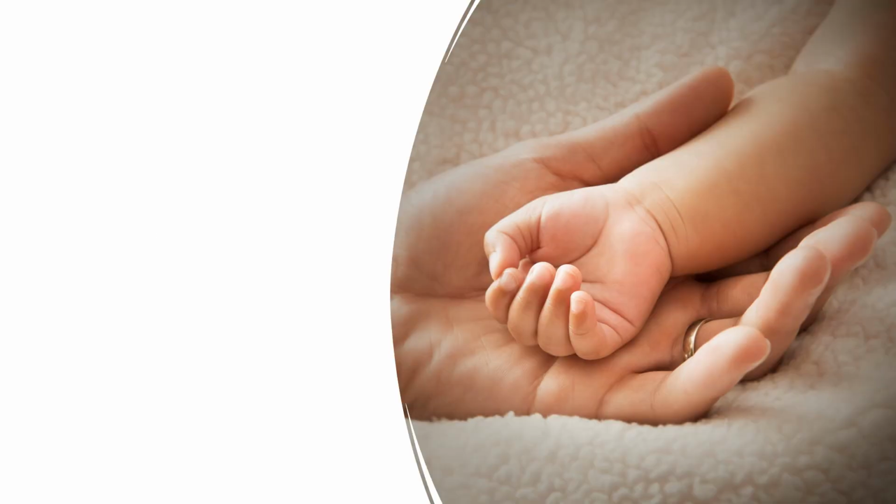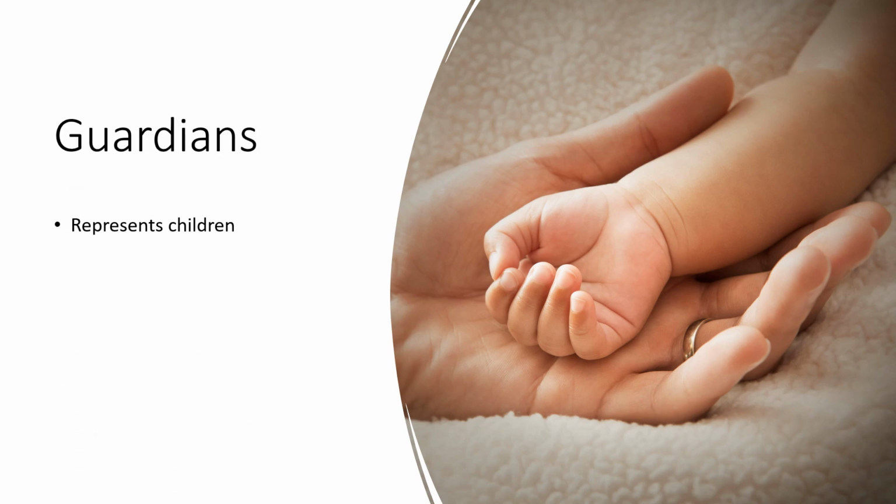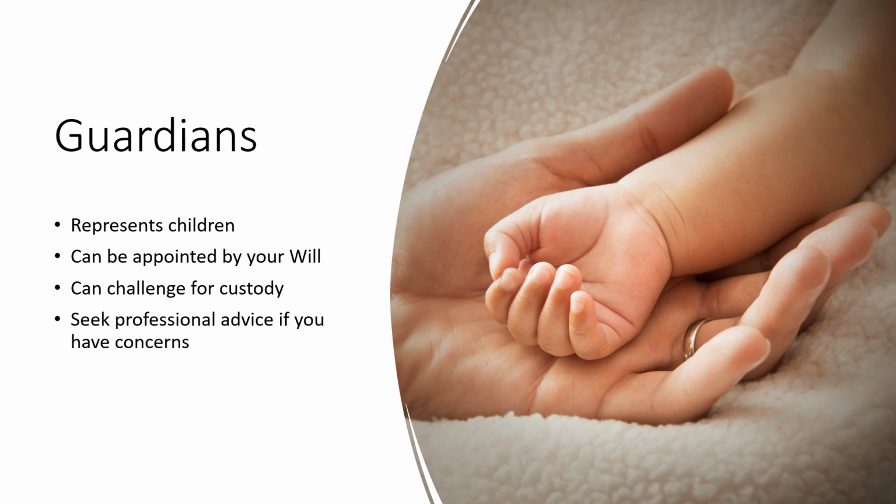Now that we've discussed children, we should also discuss guardians. Guardians can be appointed in your will. You can appoint them the same way that you appoint an executor. Remember that surviving parents are automatically the default guardians of children. However, if you, for whatever reason, should want to appoint someone else to be guardian, you can do so.